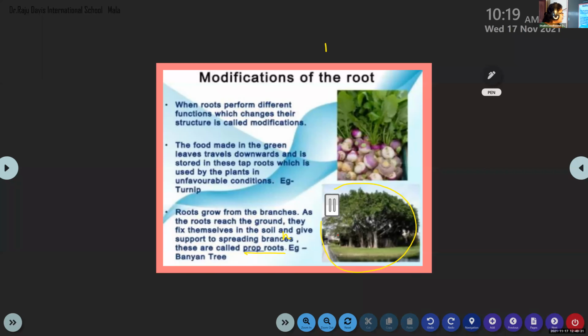And so these are some of them. On their branches also they have roots. The roots are growing on the branches. Why do they grow? In order to support the tree and the branches. So these roots they call prop roots. It's only for your knowledge. You don't have to learn prop roots now. So this is also a different function of the root, but not all roots. Sometimes the root will behave like this.